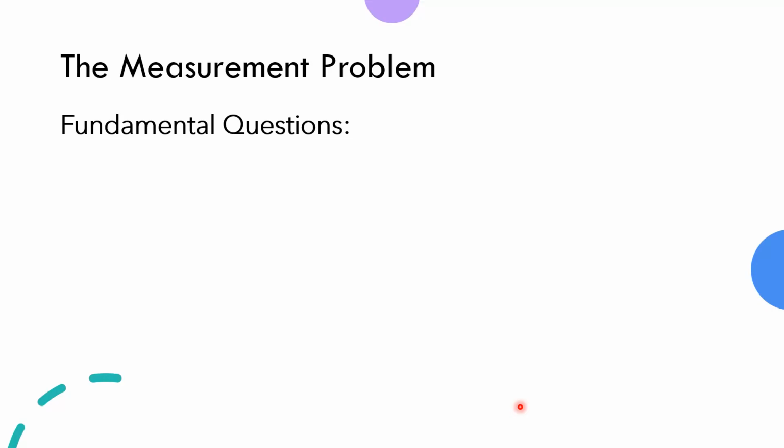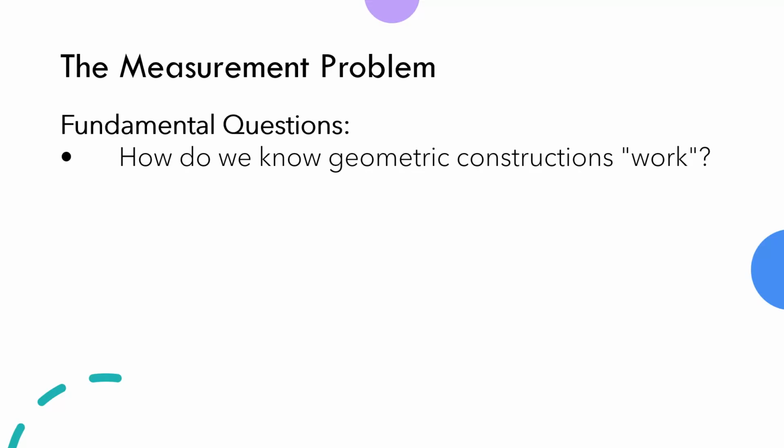This discussion introduces the deepest fundamental issues in geometry, the connection between the discrete geometry constructions and the continuous nature of mathematical space, revealing gaps that persisted from ancient Greece until Hilbert's work. So, what are the fundamental questions? The first one is, how do we know geometric construction works?